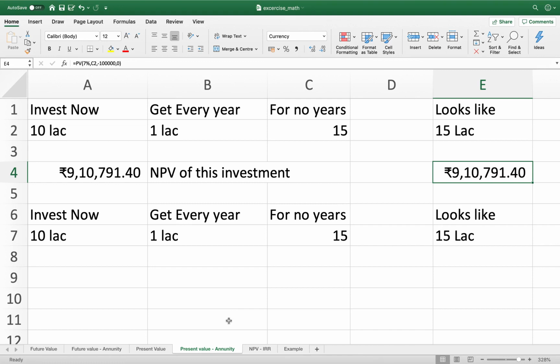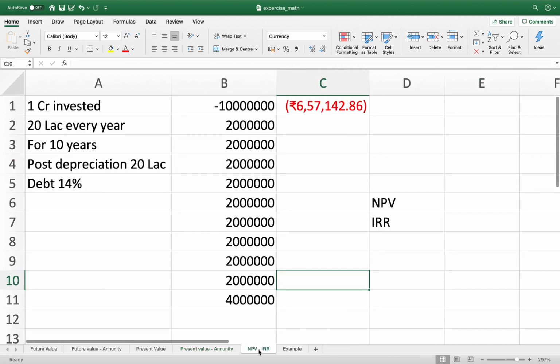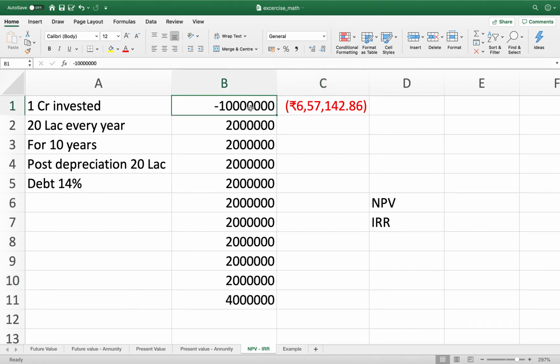Apart from these two formulas, in their annuity format, we have a different situation. In this situation, you have to assess two things. Now you have to assess one company where you want to invest. So let's say you are assessing one company, and this company is going to invest 1 crore in one project. And they are saying that by investing 1 crore, they will get 20 lakh rupees every year as a profit for the next 10 years. And then after 10 years, the machinery which they have set up will be sold for only 20 lakh rupee because of the depreciation.